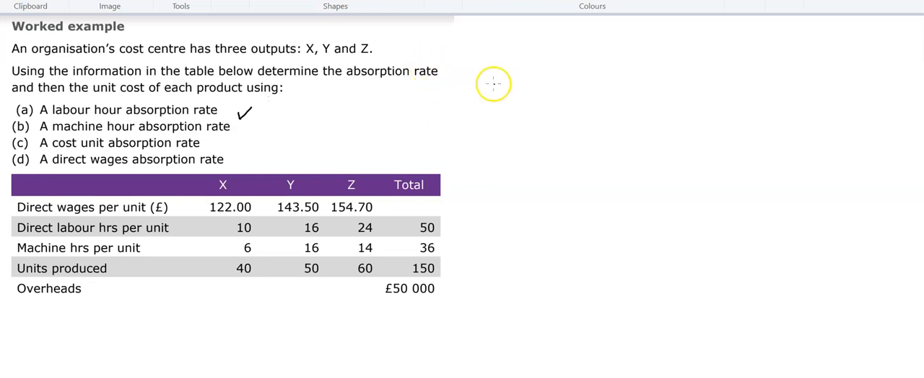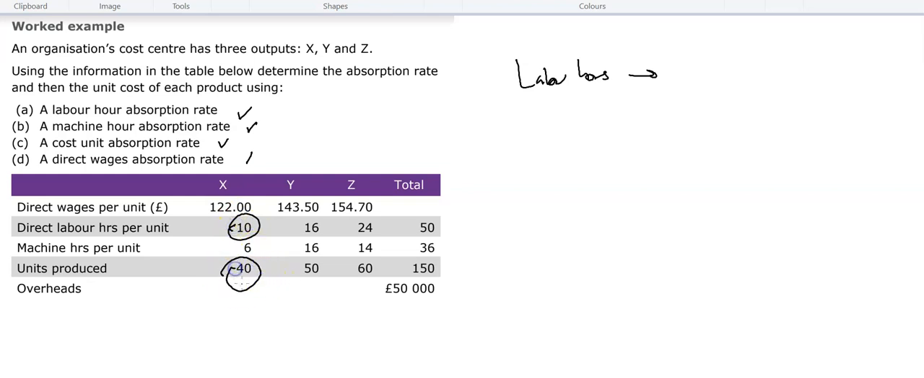Right, so the argument here is that we believe certain overheads are driven by certain activity. They are asking you to calculate based on all of these activities. For A, they believe that labor hours are responsible for driving activity or causing this overhead. They tell us that you need 10 hours per unit.